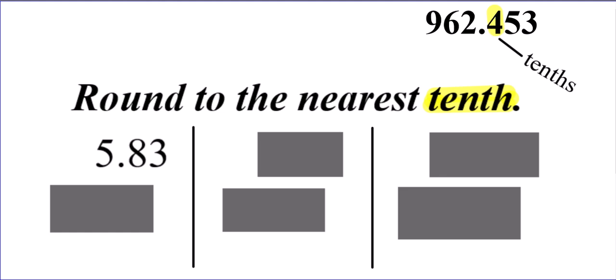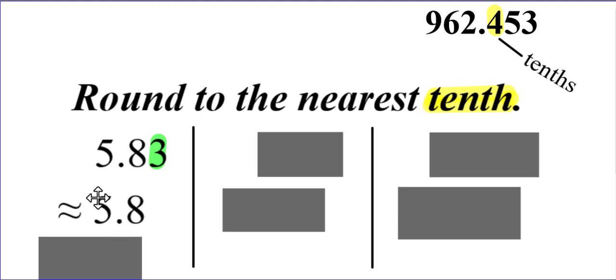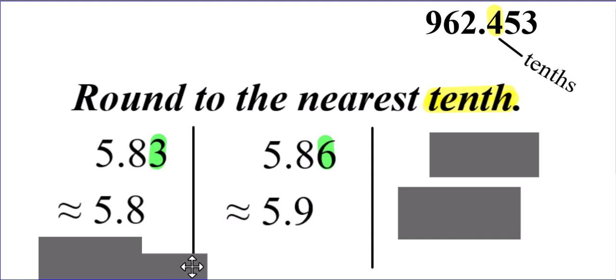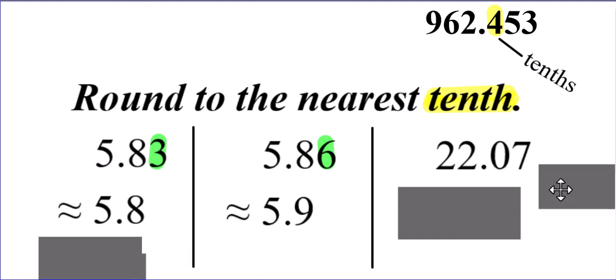So what do I look at if I'm rounding to the tenths? Well, I look at the hundredths. If that digit is 5 or more, then the tenths will round up. But if that hundredths digit is 4 or less, which is what we have on this example, then that tenths digit will stay the same. So this becomes 5.8. Now, if it was 5.86, then this time the hundredths digit, which is to the immediate right of the tenths, is 5 or more. Therefore, this would round up to 5.9.